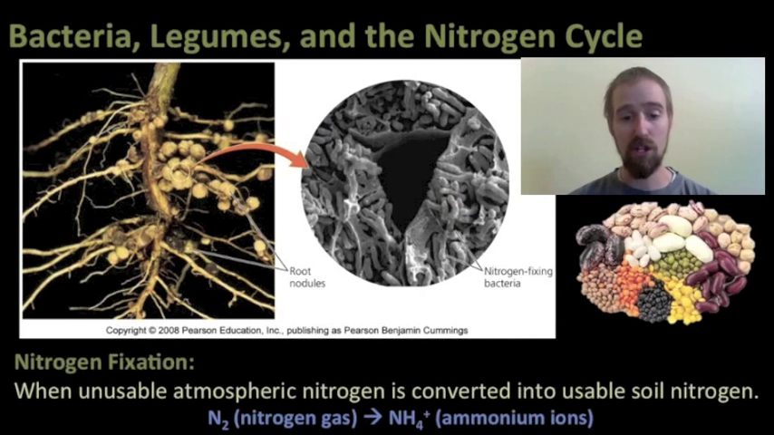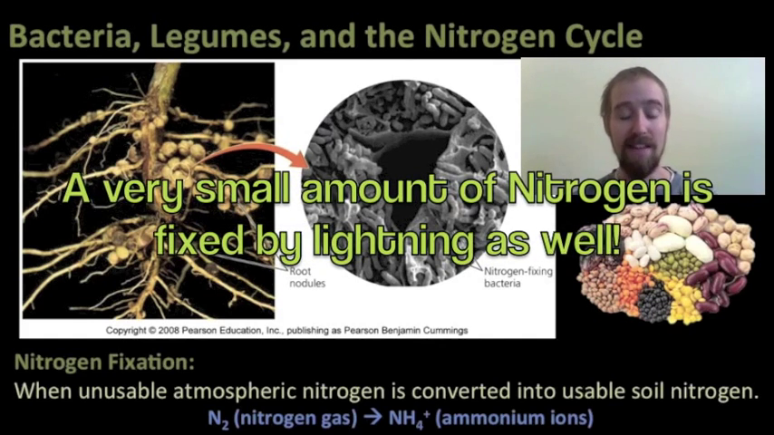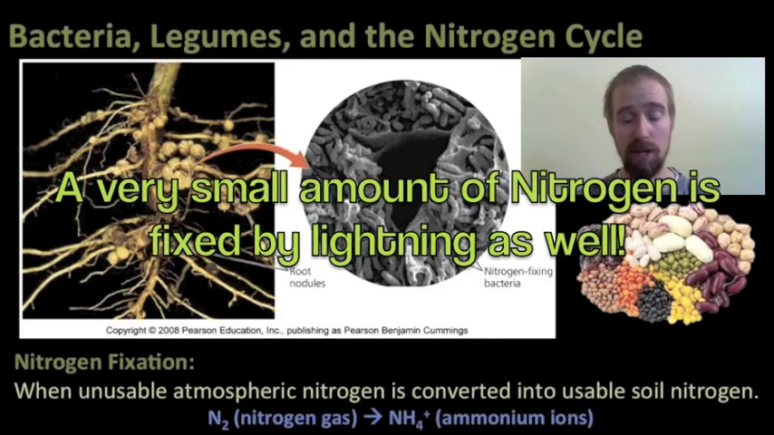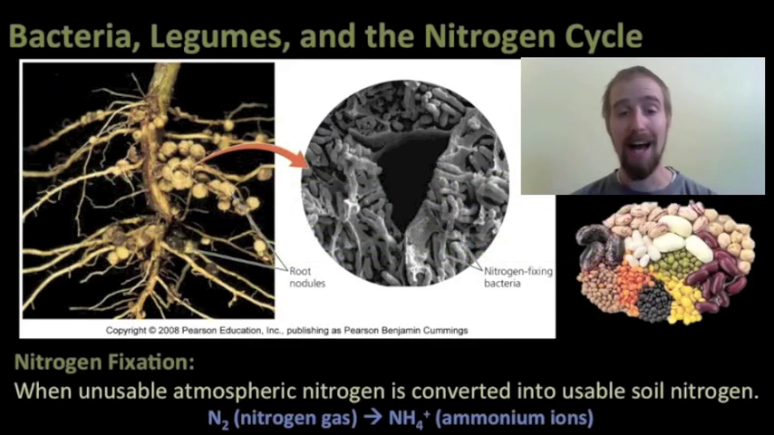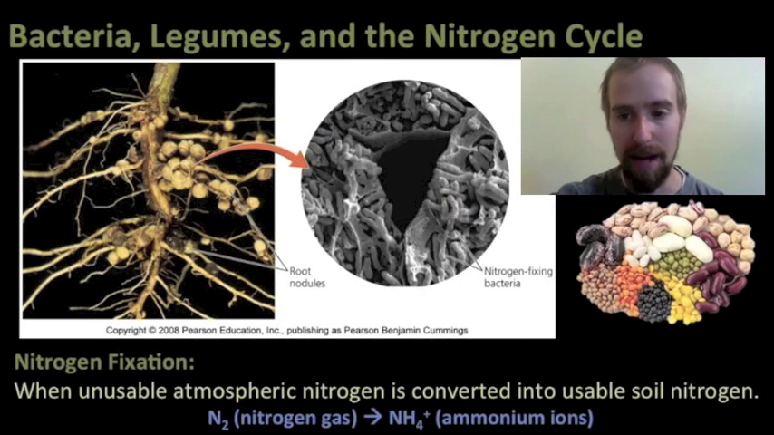They do something that's called nitrogen fixation, which is when unusable atmospheric nitrogen is converted into usable soil nitrogen. And then this usable soil nitrogen can be absorbed by plants and incorporated into those plants. Animals that eat those plants can then use that nitrogen, and then animals that eat those animals can use that nitrogen. So this is the pathway that allows nitrogen to get into the food chain. And these bacteria play a very important role in that process.